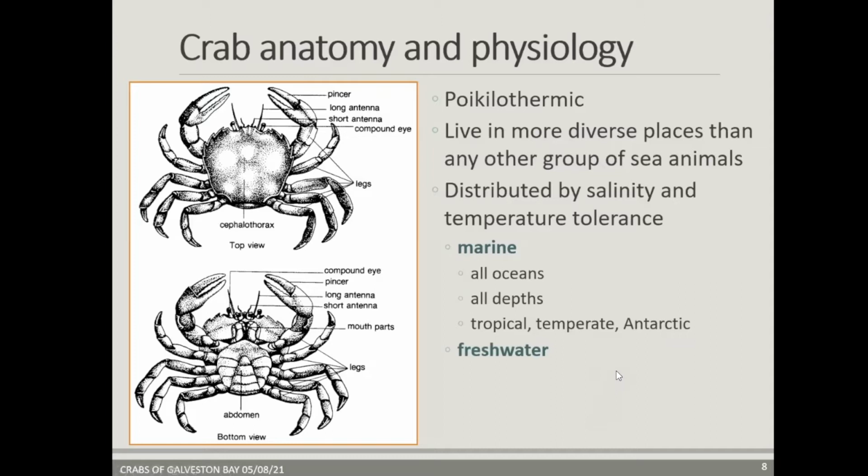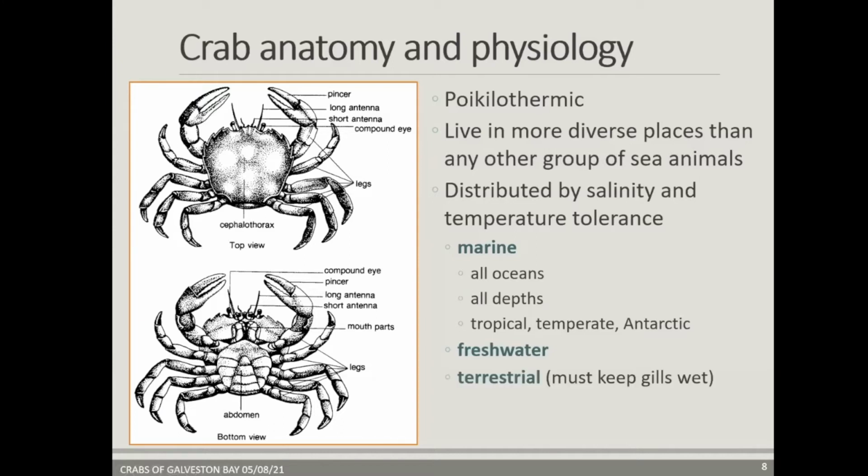They're also found in freshwater. We don't have too many freshwater crabs in Texas. Most of ours are going to be marine or estuarine, but there are freshwater crabs in the Amazon, and there are freshwater crabs in other rivers and streams around the world.